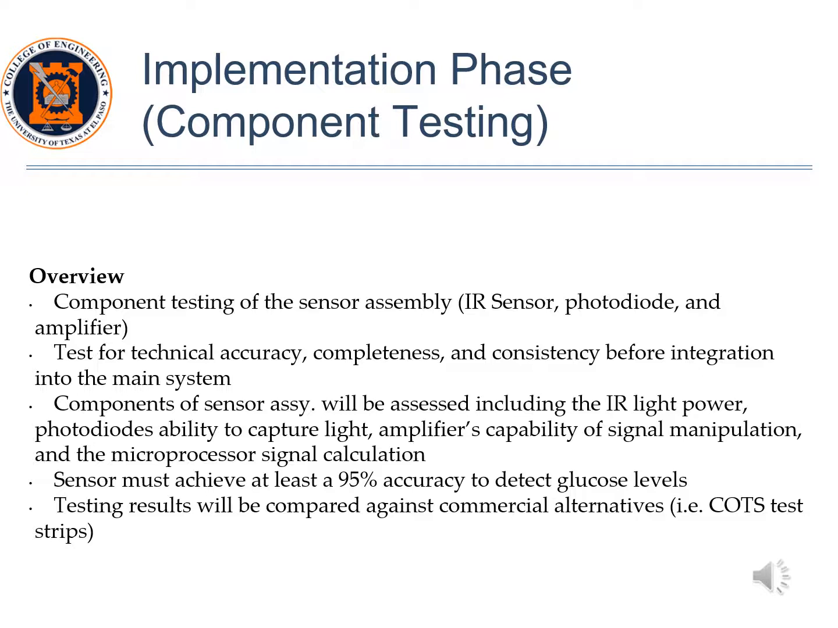The purpose for conducting testing at different times is to be able to obtain samples of different glucose levels ranging from below 80 mg per deciliter to above 250 mg per deciliter.